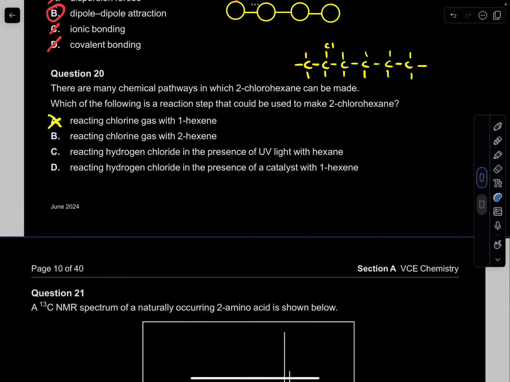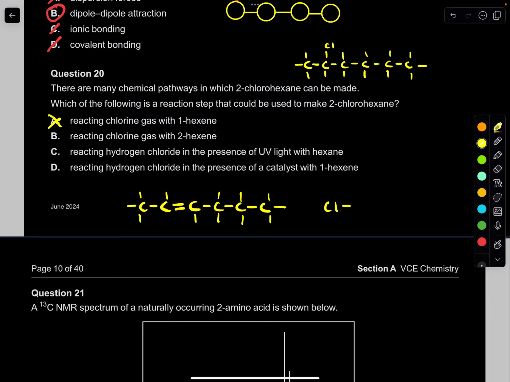Reacting chlorine gas with 2-hexene. So 1, 2, there'll be a double bond at 2. 3, 4, 5, 6. It'll look like this. And you're reacting with chlorine gas again. So again, it's going to be an addition reaction where chlorine will break this double bond, and a chlorine will be here and a chlorine will be here. So again, we have 2 chlorines, big problem. Nope, not that one. What about C?